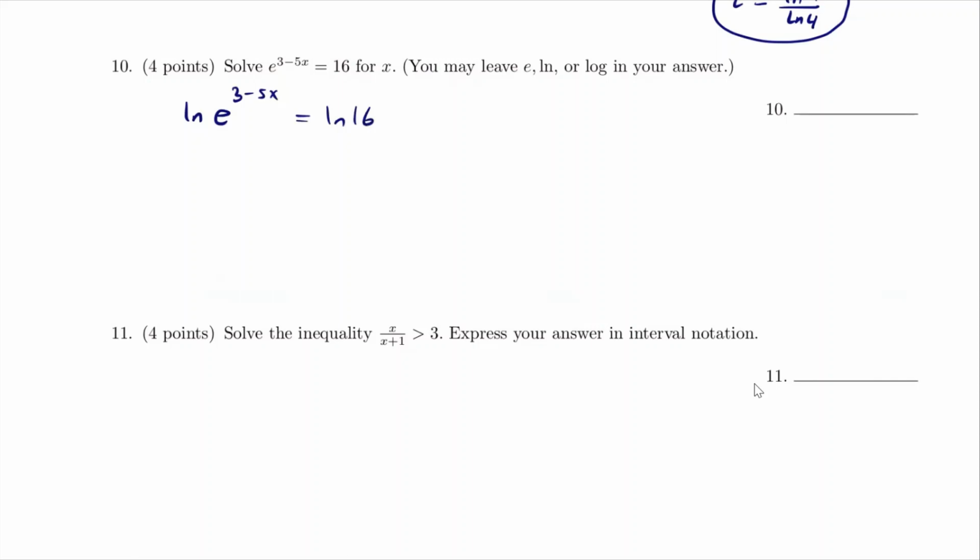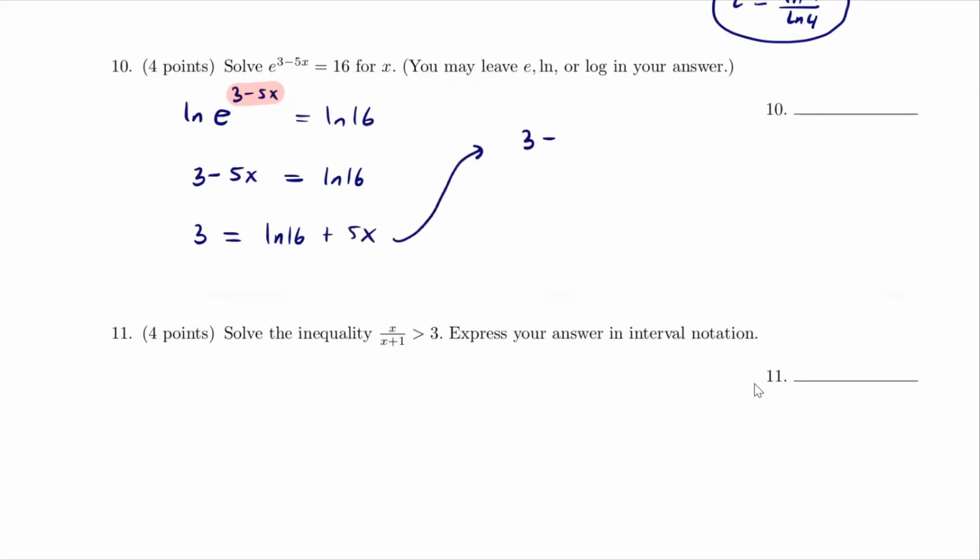Now here again, I can bring down the exponent by using laws of logarithms, and we also know ln of e is 1. So the left-hand side is just 3 minus 5x, and this is equal to ln of 16. And then now you just isolate x. So I can add 5x to both sides. So you have 3 is equal to ln of 16 plus 5x, subtract ln of 16.